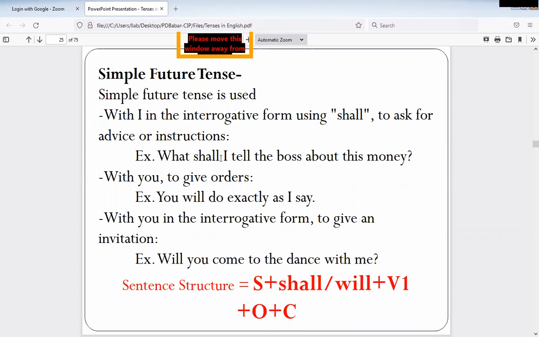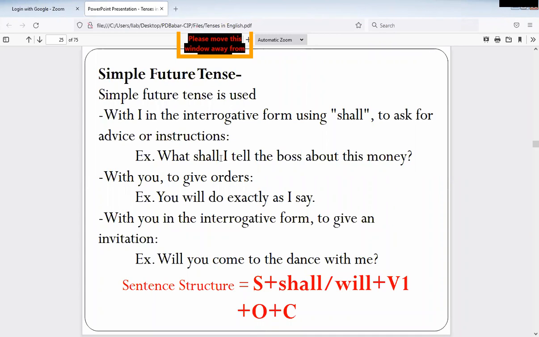What shall I tell the boss about this money? What shall I tell the boss about this money? So here we have used it for asking advice or instructions. Okay, what shall I tell the boss about this money?